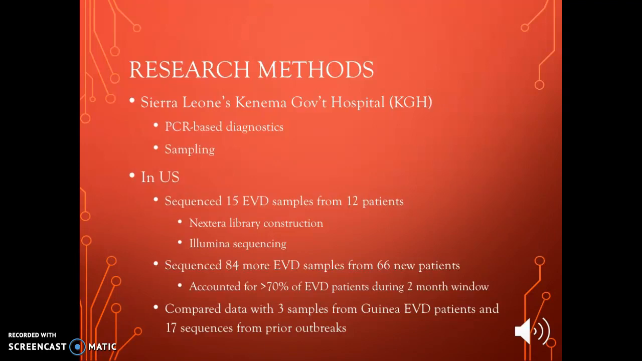So they took these results, 99 results in total, and added them to 3 other samples that they got from the Guinea EVD patients, as well as 17 other sequences from prior outbreaks before 2014. So in total, they had 99 plus another 20, 119 samples that they were comparing.